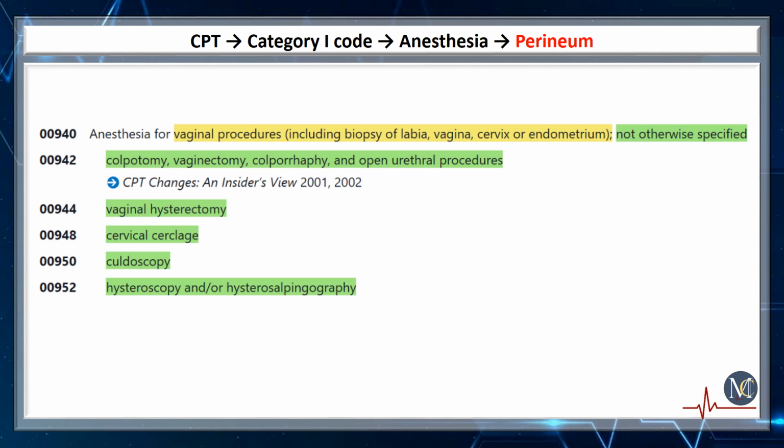Next code is 00952. Hysteroscopy or hysterosalpingography. Hysteroscopy is the exam of the inside of the cervix and the uterus using a thin lighted flexible tube called a hysteroscope. Hysterosalpingography is an X-ray procedure that is used to view the inside of the uterus and fallopian tubes. The provider performs anesthesia services for a patient undergoing either hysteroscopy or hysterosalpingography or both.